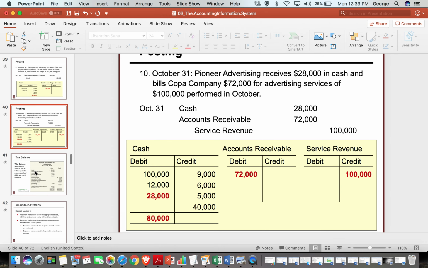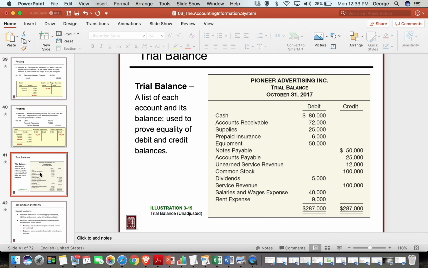All right, and then once my ledger has been completed, I can prepare my trial balance. So $80,000 was the balance in your cash account, $72,000 was the balance in your receivable account, $25,000 was your balance in your supplies account. So all those general ledger accounts I'm going to record here in the trial balance. And this is really my starting point for preparing my financial statements, which you'll see in a second. So we're in luck here. Our debits equal our credits.